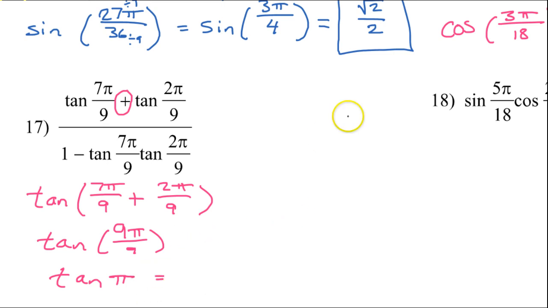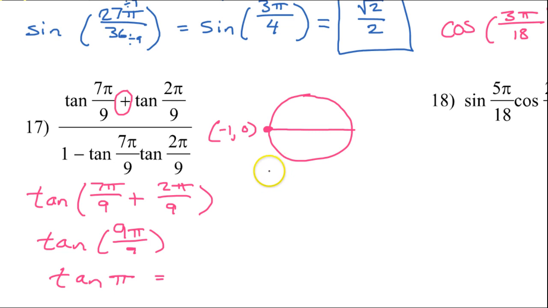Now pi, that's a quadrantal angle. So taking a look at my diagram, pi is right here. This is the point -1, 0. Tangent is the y value divided by the x value. So in this case that would be 0 over -1, which is 0. So 0 is the answer.